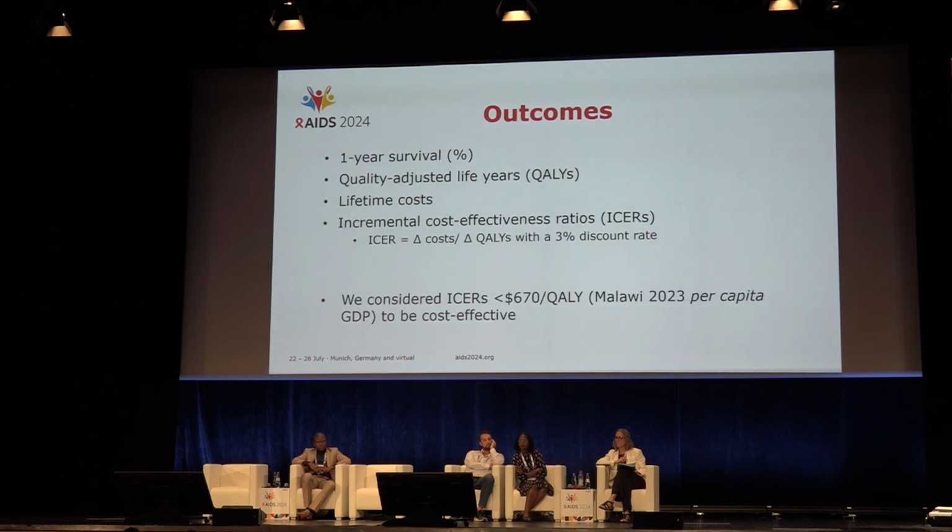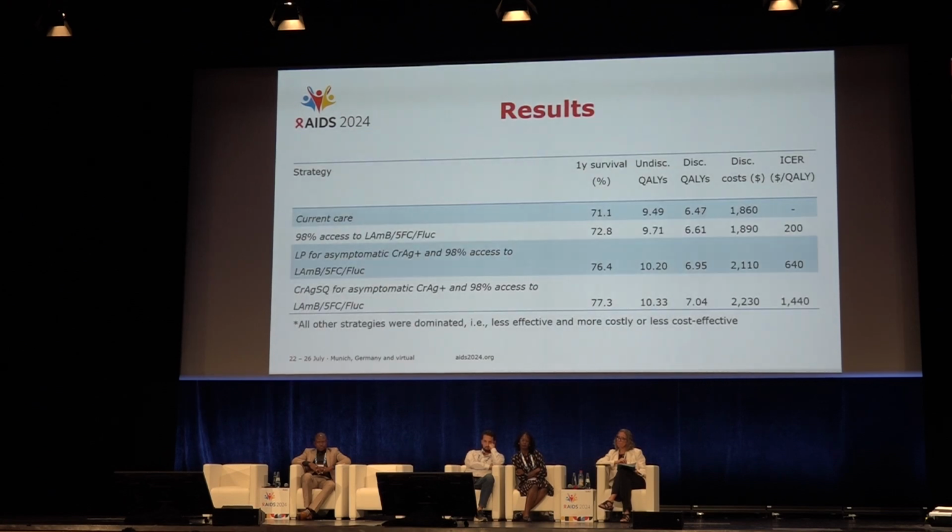Model outcomes included 1-year survival, quality-adjusted life years, lifetime costs, and incremental cost-effectiveness ratios. And we considered ICERs less than $670 per quality-adjusted life year to be cost-effective. These are our preliminary results. On the left-hand side are the 4 strategies that were non-dominated in the model.